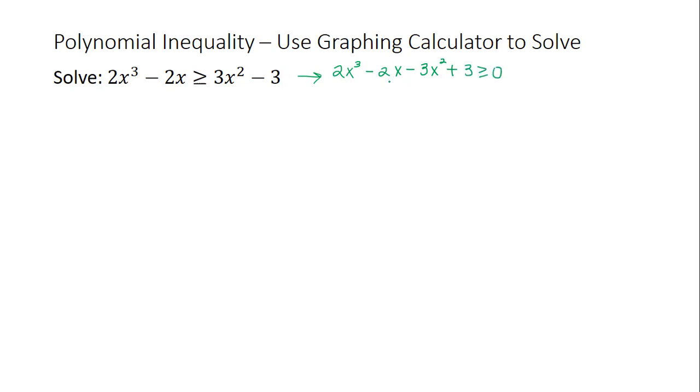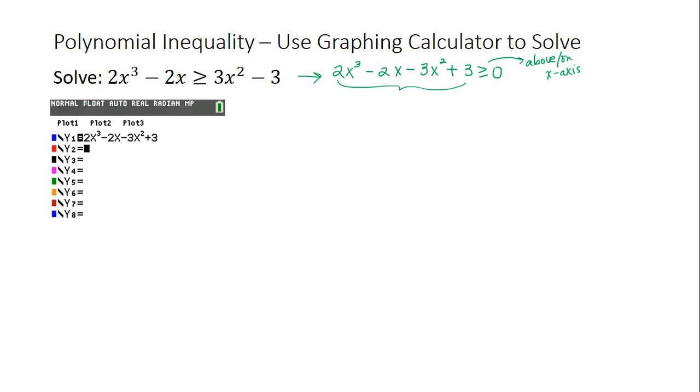So now we want to use a graphing calculator to graph this polynomial 2x cubed minus 2x minus 3x squared plus 3 and find where the graph of that is above or on the x-axis, since that's what it means to be greater than or equal to 0 there. So the first thing we want to do is get out our calculator and go to the y equals screen and input the polynomial 2x cubed minus 2x minus 3x squared plus 3.